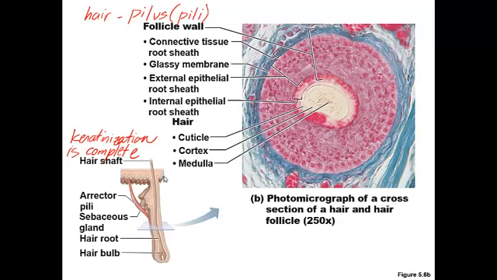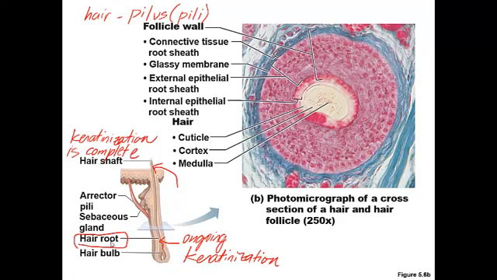The root is where keratinization is still ongoing. The shaft itself is what projects out of the skin, as you can see right here, and the root is really the remainder of the hair, embedded in the skin deep within the follicle. So we can see the hair root shown on this diagram.